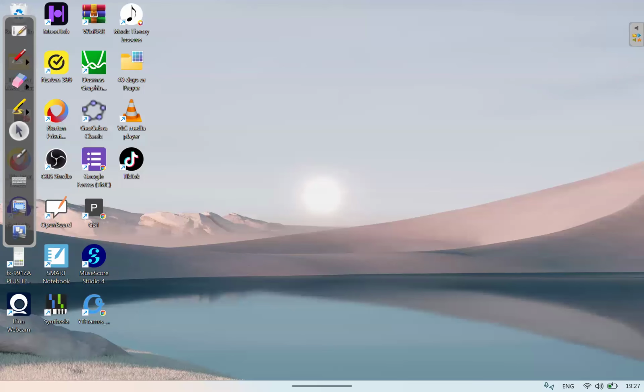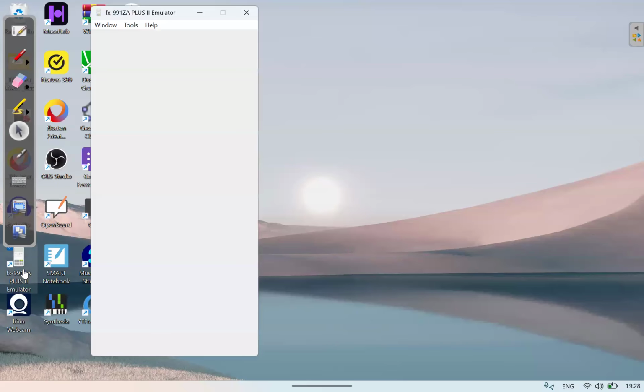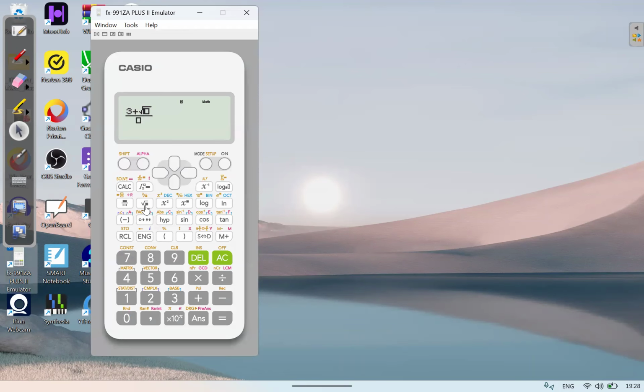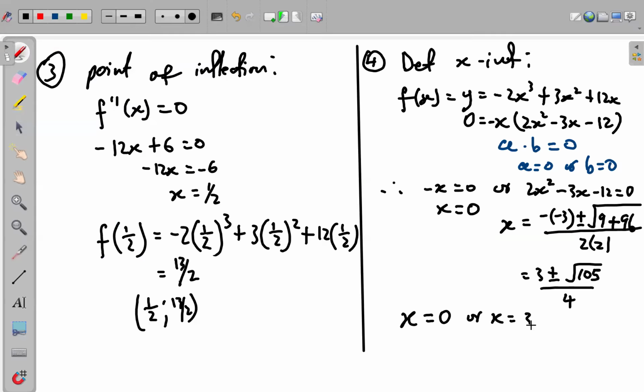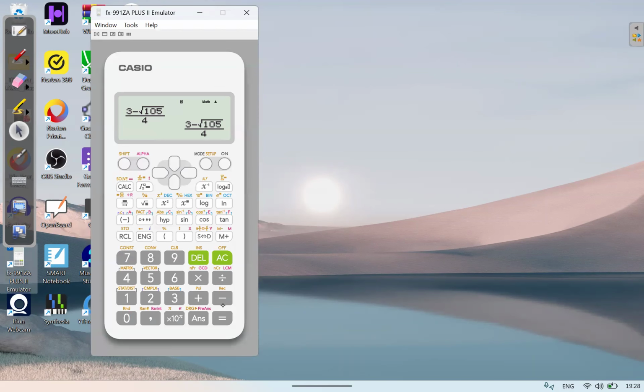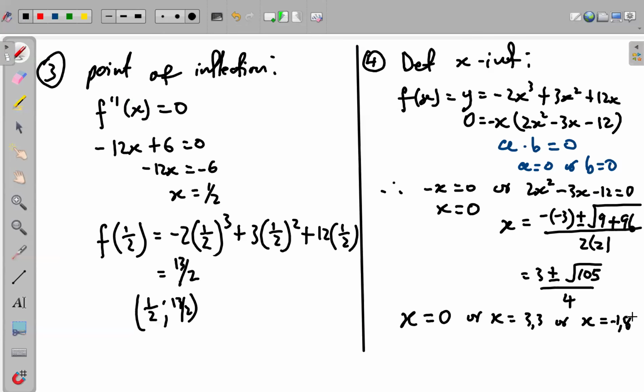3 plus square root of 105. Maybe I can use my emulator as well. Emulator, where are you? Here you are. Okay, so 3 plus square root of 105 over 4. So 3.3, roughly we are talking about 3.3, or x is equal to, we're going to put a negative here, negative 1.8. So these are the three areas on the x-intercept where this graph will be crossing. Okay, very, very important to take note of that.